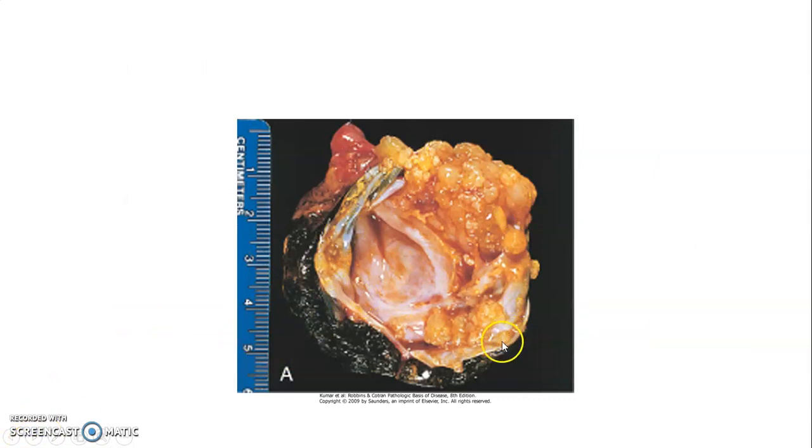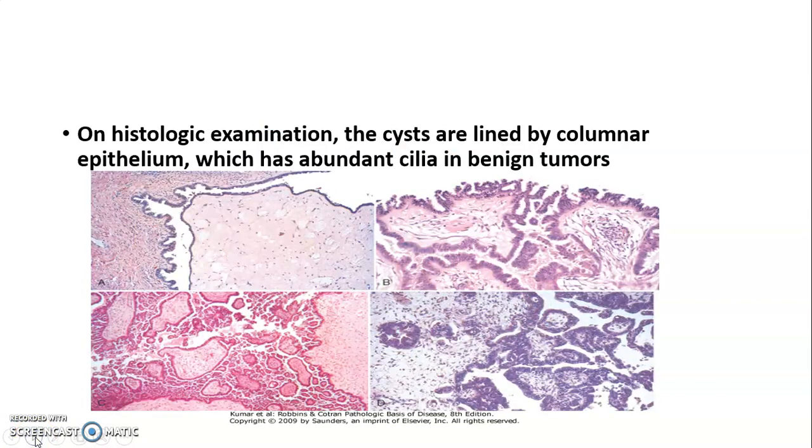You can see the enlarged ovary with cyst, and these are solid areas with papillary projections. On histologic examination, the cysts are lined by columnar epithelium with abundant cilia in benign tumors.